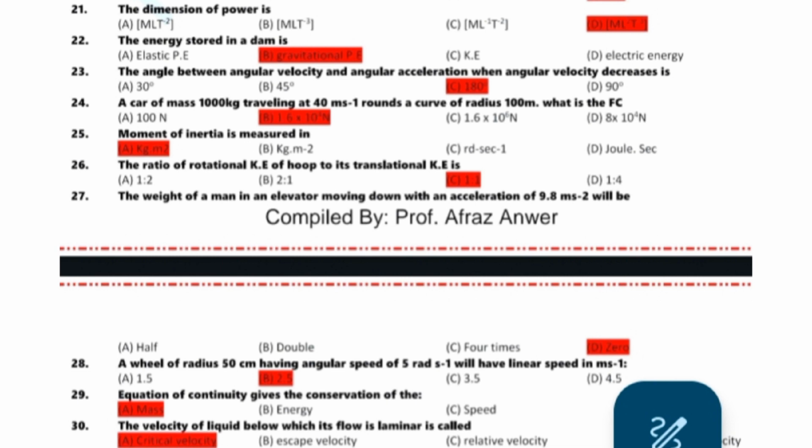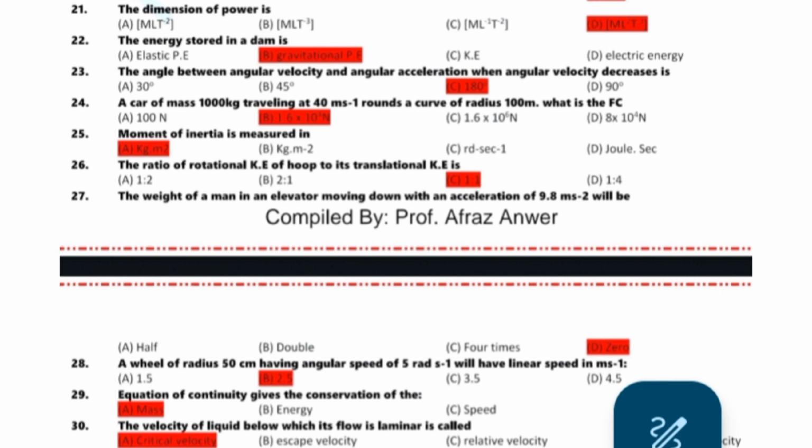1000 kg traveling at 40 meter per second rounds a curve of radius 100 meter. What is the centripetal force? Centripetal force is 1.6 multiplied by 10 to the power 4 Newton. Moment of inertia is measured in kg meter square. The ratio of rotational kinetic energy of hoop to its translational kinetic energy is 1/1.